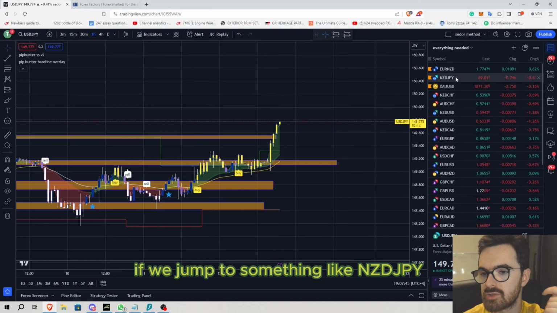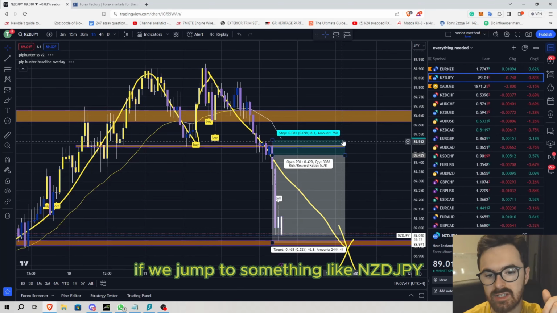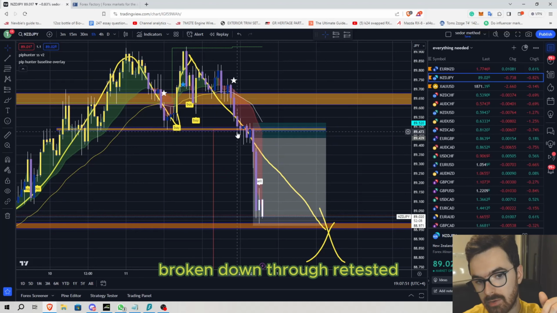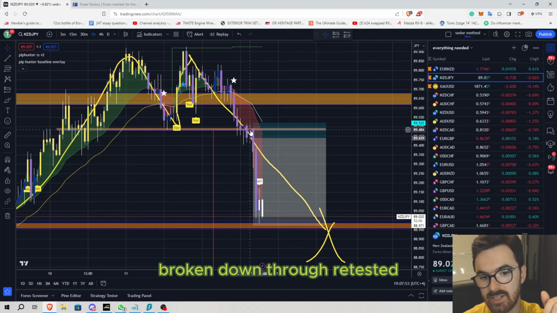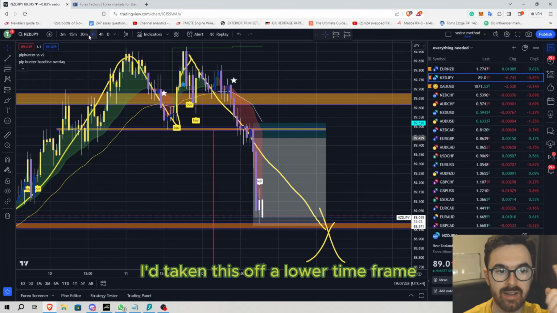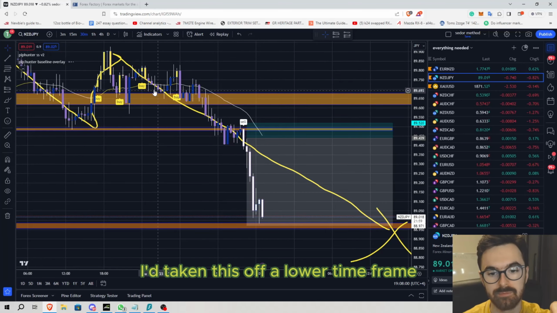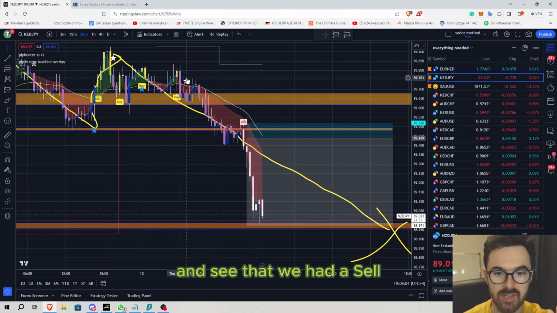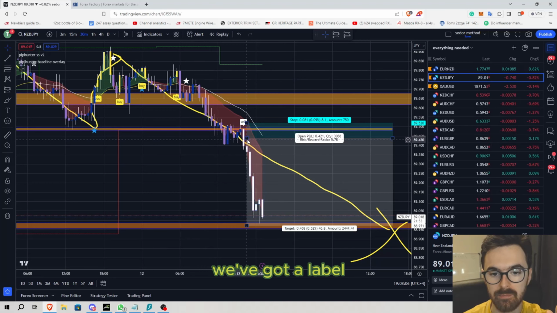If we jump to something like NZDJPY, you can see that I'd already taken a trade. We'd broken down, through, retested. Then on the next candle, I had taken my entry. I'd taken this off a lower time frame. So I'd taken this based off the 30-minute chart. You can see that we had a sell. We've got our label and we've taken it.